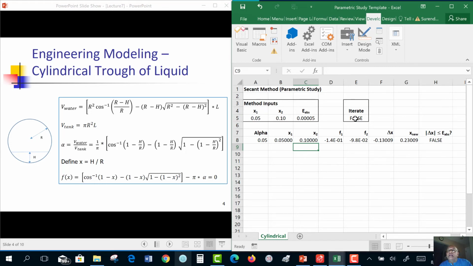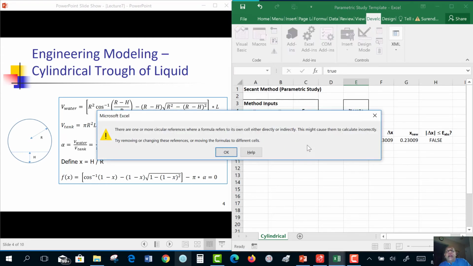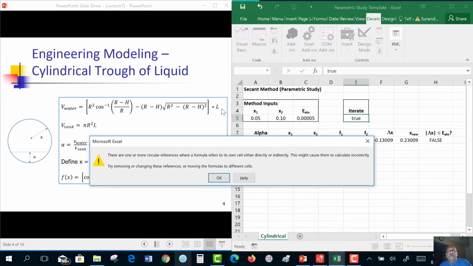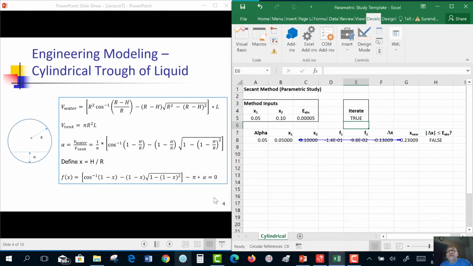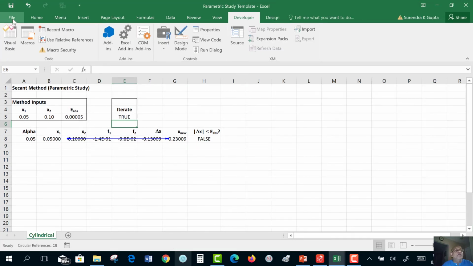Now I want to begin iterating, so I change this to true. And it gives me this error message. Of course, I have circular references. It says there are one or more circular references because now my x2 formula is in terms of x1, my x new is in terms of x2 and x1, and then finally I have a roundabout formula. So I say, yeah, I know about that. So let's try to fix it. The way we try to fix it, we say we are going to do manual calculations. And here is how we go about doing it.